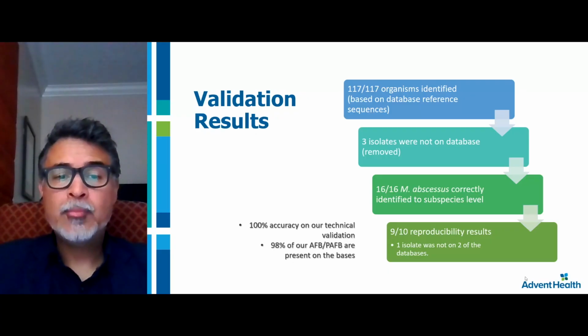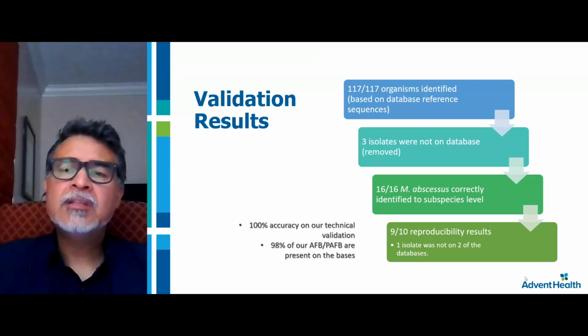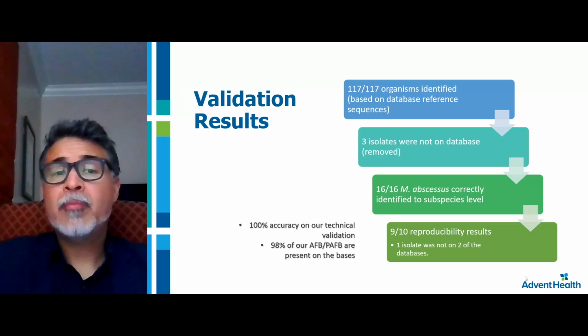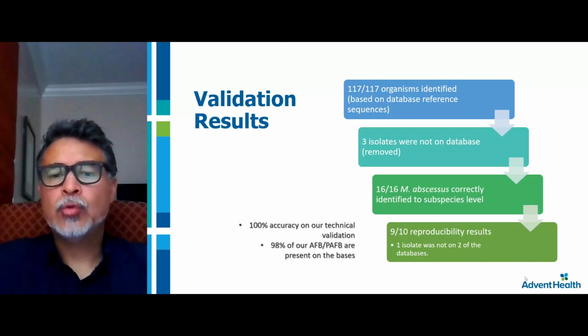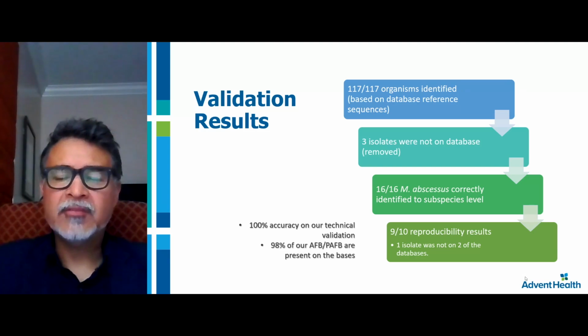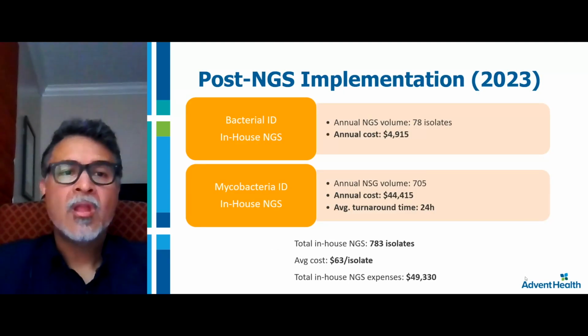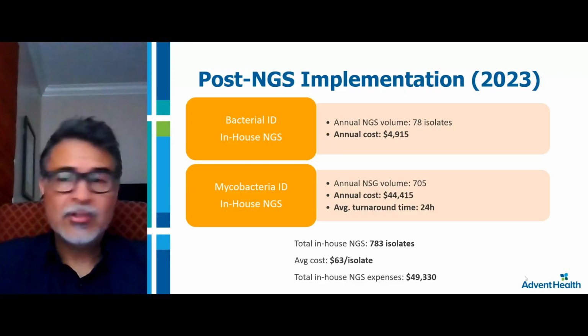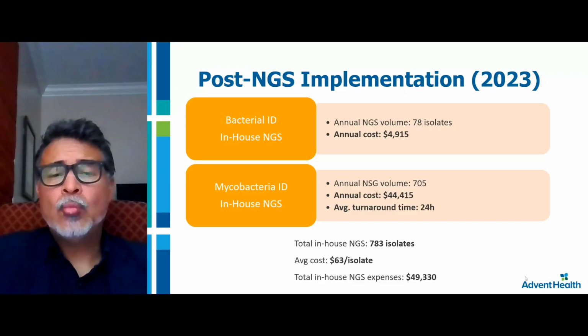In total, 98% of all acid-fast and partial acid-fast organisms that we currently isolate across AdventHealth on an annual basis are present in the database. This is important because if the organism is not in the database, we don't consider that the process failed. What we consider is that the database needs to be updated before we can reach that conclusion. So the technical accuracy is critical because it allows us to understand that we are able to identify organisms to subspecies level.